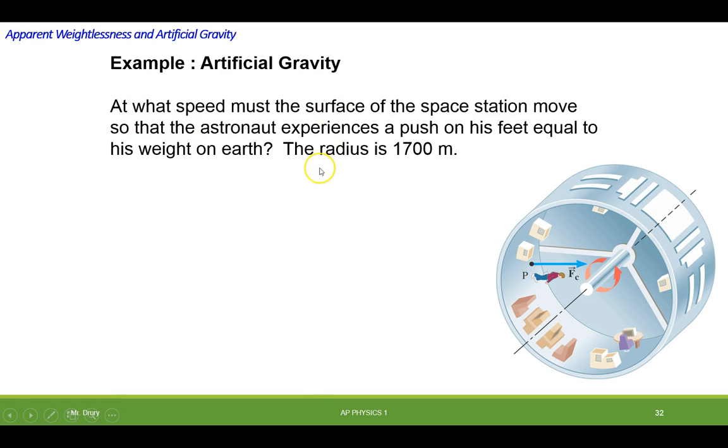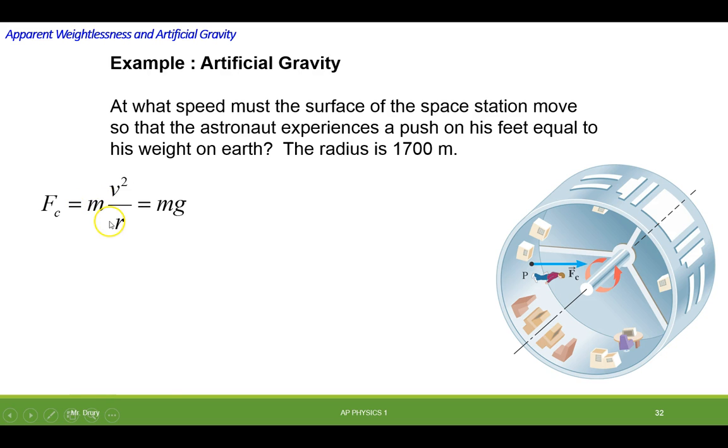At what speed must the surface of the space station move so that the astronaut experiences a push on his feet equal to his weight? That's assuming the radius of the space station is 1,700 meters, which is a pretty decent size, and this is not drawn to scale whatsoever. So what we're trying to do is set the centripetal force equal to your weight. We know that centripetal force is just equal to mass times V squared over R. We're setting that equal to your weight.